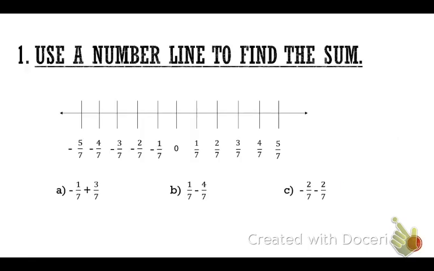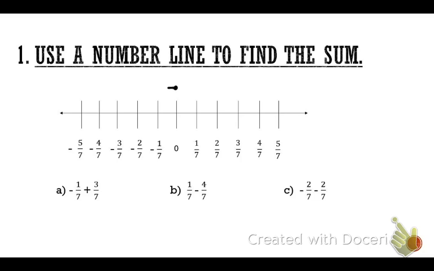First thing we're going to look at is using a number line to find the sum. If you look at problem A, read to me what it says. Negative 1/7 plus 3/7. All right, so we've got some positives and we have some negatives. What I want us to look at first, we are going to always start at the 0. It first asks us to go to negative 1/7. When I'm going in a negative direction on a number line, do I go left or right?